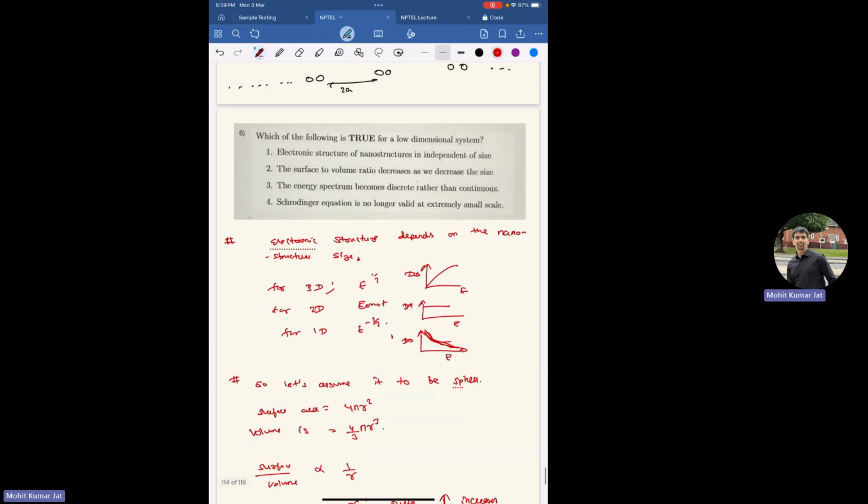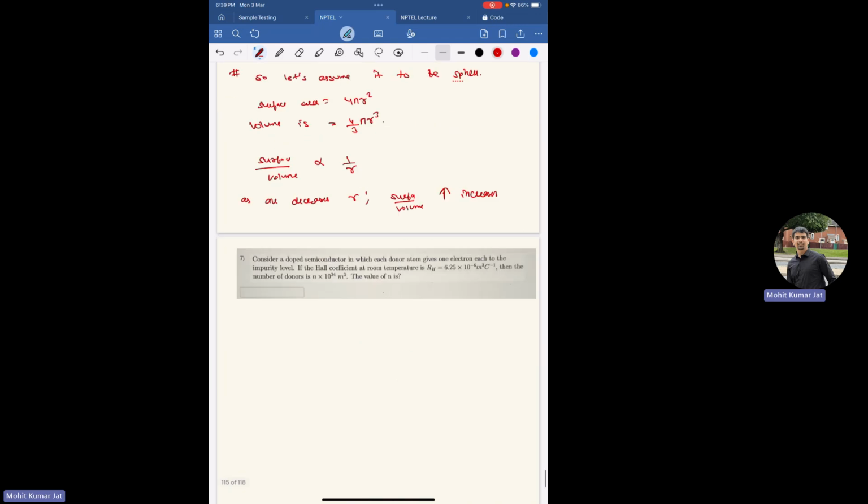But whatever is given in the option is false. The surface to volume ratio decreases as we decrease the size. No, it increases. So this is false. This is also false: the energy spectrum becomes discrete rather than continuous. Let's see.